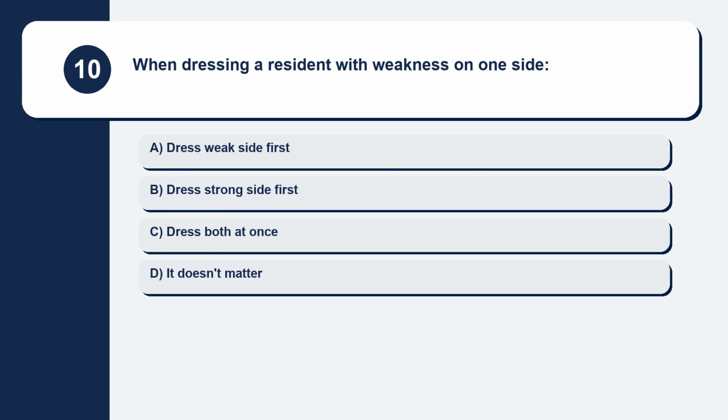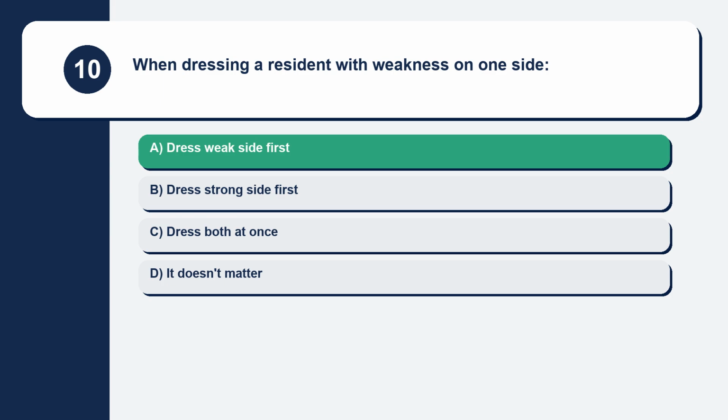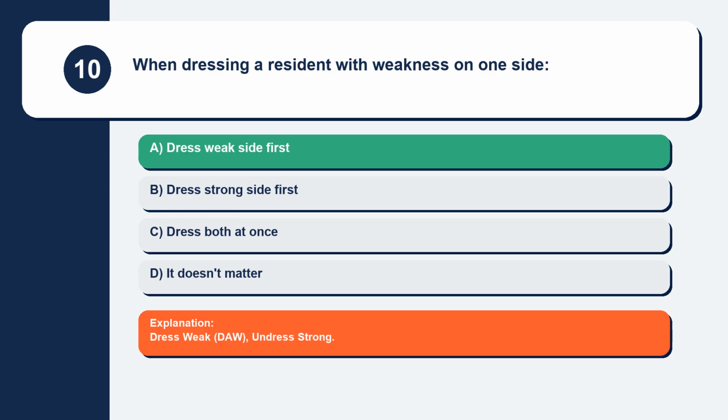Question 10. When dressing a resident with weakness on one side, dress the weak side first, dress the strong side first, dress both at once, it doesn't matter. Dress the weak side first, then the strong.